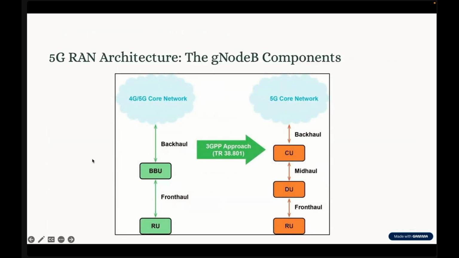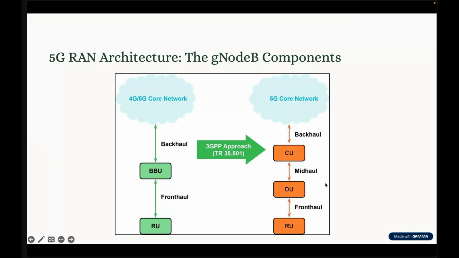Now talking about the RAN architecture, the left side, which you can see, is for the 4G network, a very small figure that gives an idea about the 4G architecture. On the right hand side is the 5G architecture. As you can see, the fronthaul and backhaul parts are for both 4G and 5G, but in 5G you have the introduction of midhaul also.